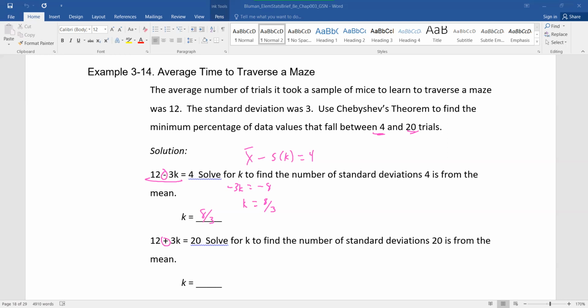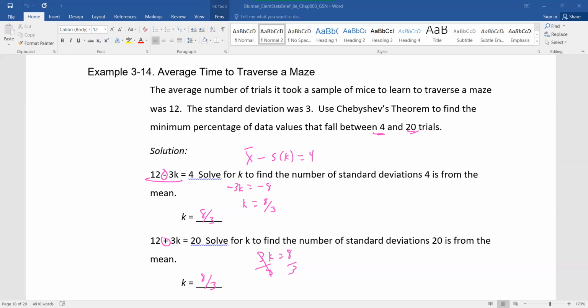So here I would still subtract 12. What is 20 minus 12? 8. And if I divide that by 3, you can see that I'm still at 8/3. So that means my range from 4 to 20 is about 2.67 standard deviations on both sides. Again, I'm thinking about 98% of our data is going to be between there, but let's calculate to see if we're right. Questions on any of this math? All right.